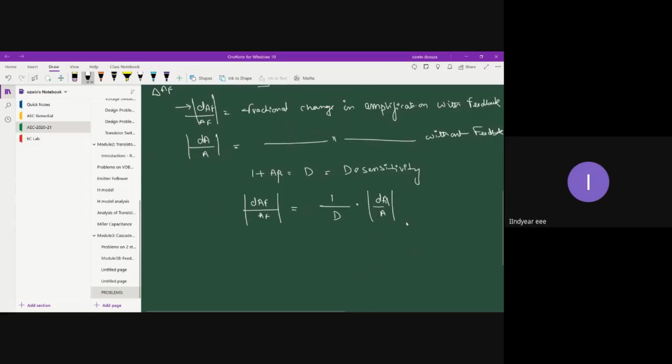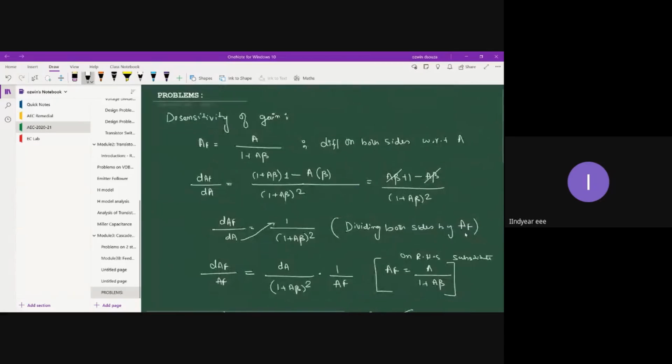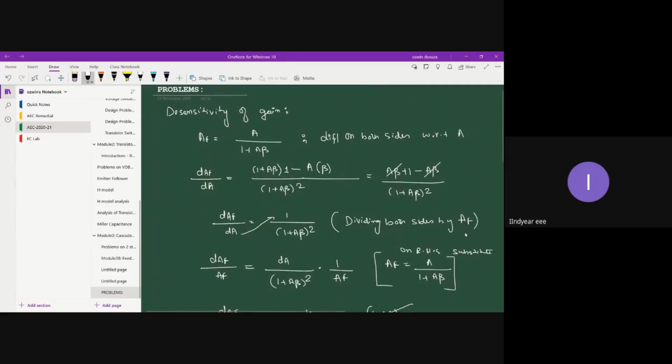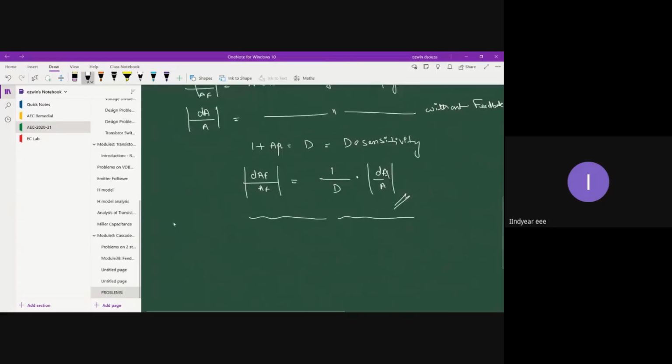All right. Fine. So this is about the small derivation regarding desensitivity. For short questions, short notes, they can ask for 5 to 6 marks. All right. Now let us look at the problems.